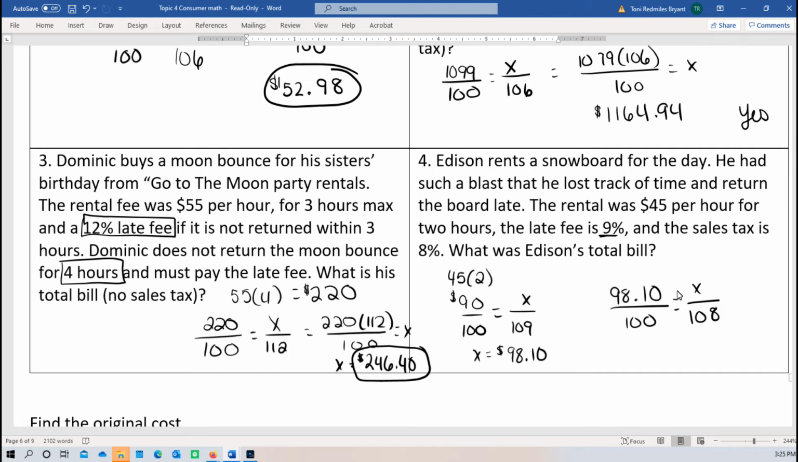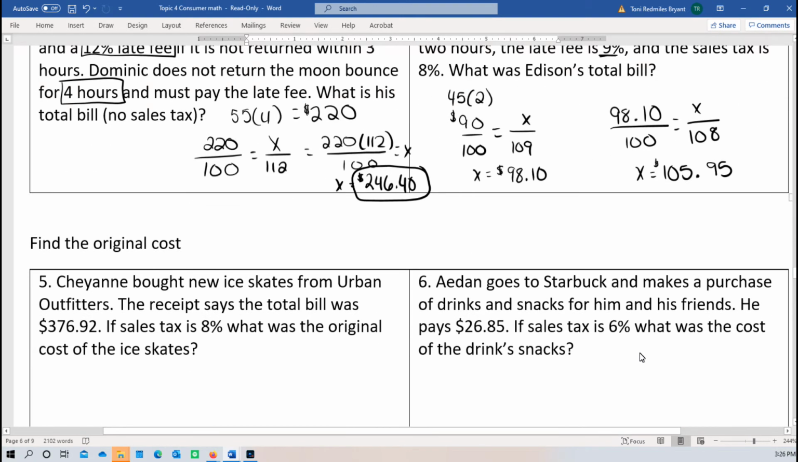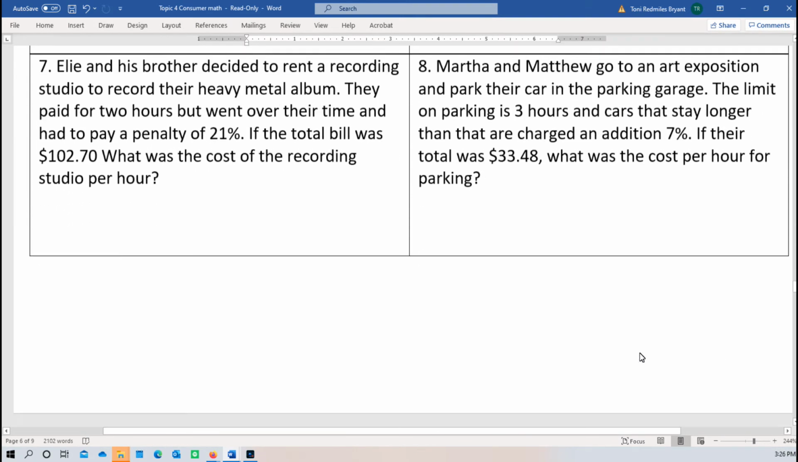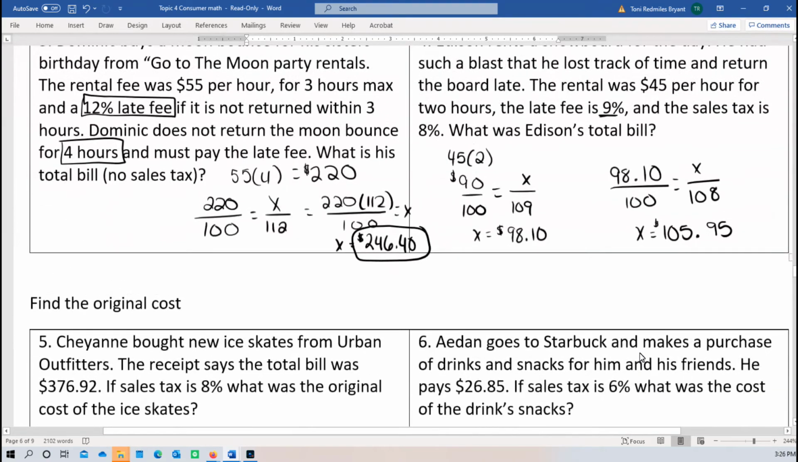All right, and our total bill is going to be 105, and I'm going to round this up to money, and 95 cents. So because he turned it in late, he goes from owing $90 to, after tax and late fees, $105.95. All right, I think that's it. Yeah, 8 questions. So 4 more.